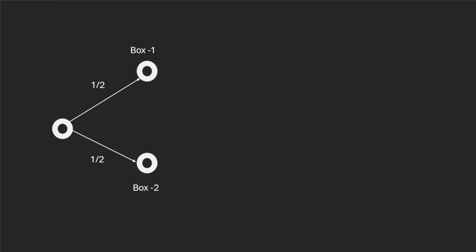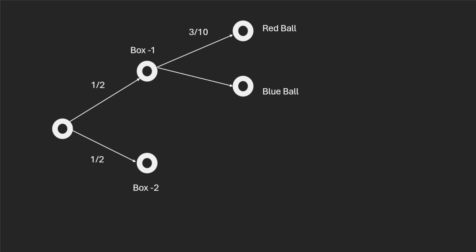First, draw an initial node as a starting point. We are having two boxes, so draw two nodes and paths that connect the starting node. On these paths, we represent the probability values of reaching these nodes. So, for two boxes, the chances are 50-50, so probability values are half each. Now, consider box 1. We have two possibilities of getting a ball. Either we can get red colored ball or blue colored ball. Probability of red color ball when we are in box 1 is 3 by 10. Similarly, probability of blue colored ball when we are in box 1 is 7 by 10.